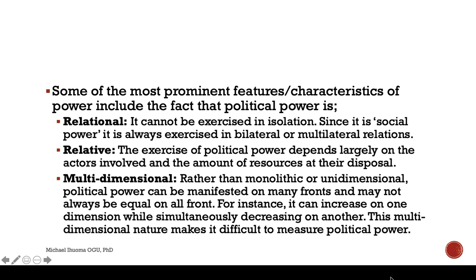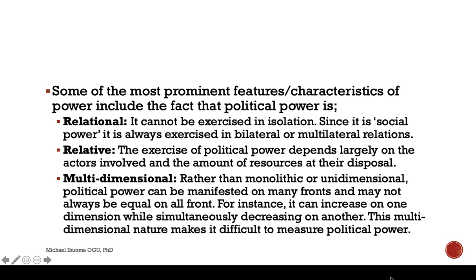All right, but it's important to understand that power is not unidimensional. It's not manifested on only one front. So there are so many fronts in which power can be seen to be exercised. Political power, specifically, there are so many points that it can be seen to be exercised. All right, and of course, it is not exercised on the same level at all these fronts.